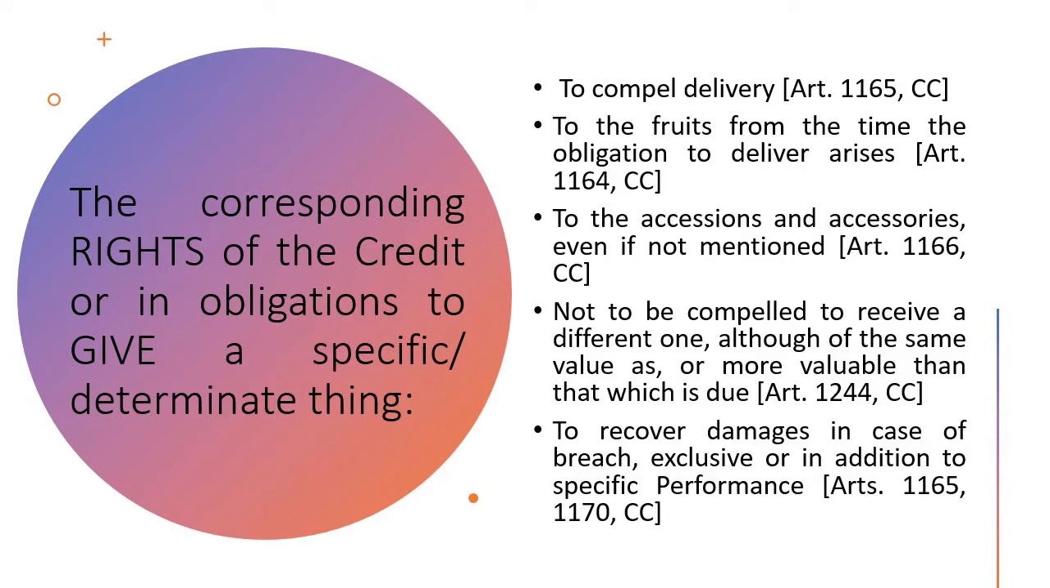Whereas the corresponding rights of the creditor in obligations to give a specific or determinate thing are as follows. 1. To compel delivery. 2. To the fruits from the time the obligation to deliver arises. 3. To the accessions and accessories even if not mentioned. 4. Not to be compelled to receive a different one, although of the same value as or more valuable than the one which is due. And 5. To recover damages in case of breach, exclusive or in addition to specific performance.